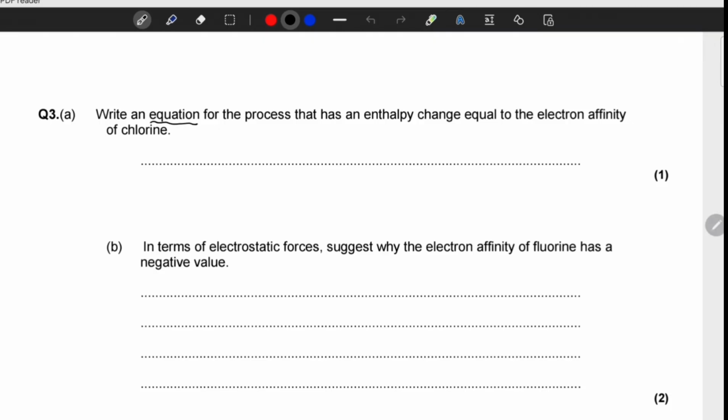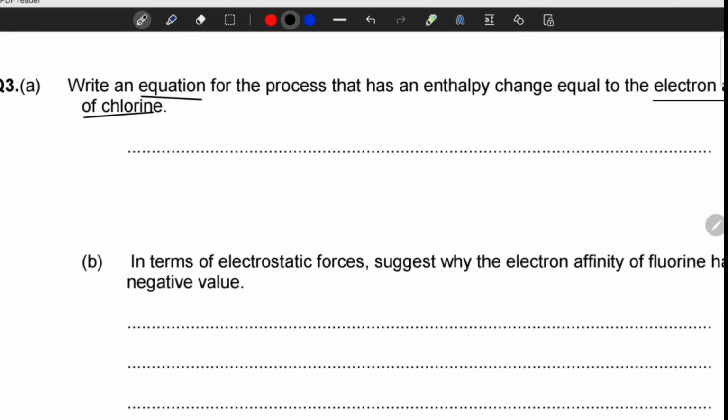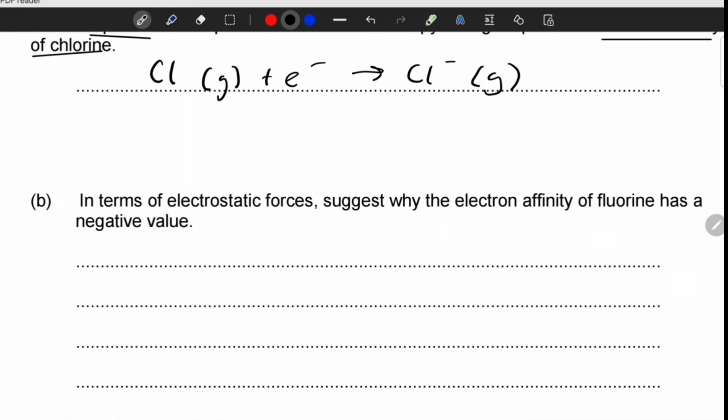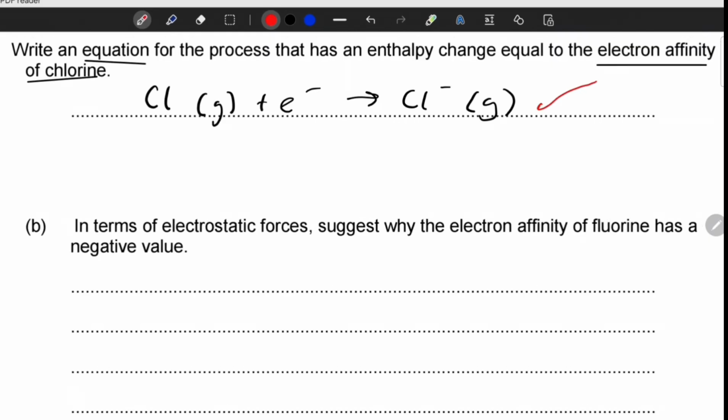So it wants us to write an equation for the process that has an enthalpy change equal to the electron affinity of chlorine. So that's basically saying write an equation for the first electron affinity of chlorine. So remember, electron affinity is when it gains electrons. So the gaseous atom gains electrons. So Cl (g) plus e⁻ makes Cl⁻ (g). Okay. And that is our answer.